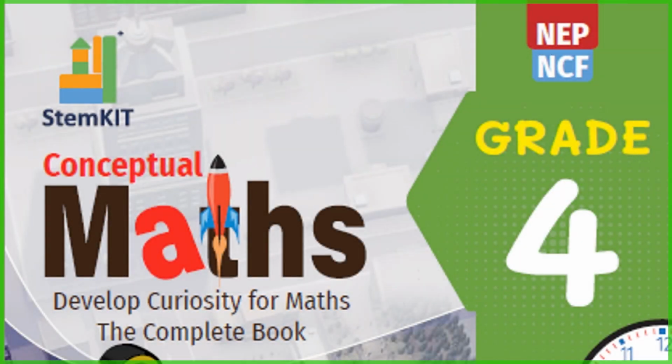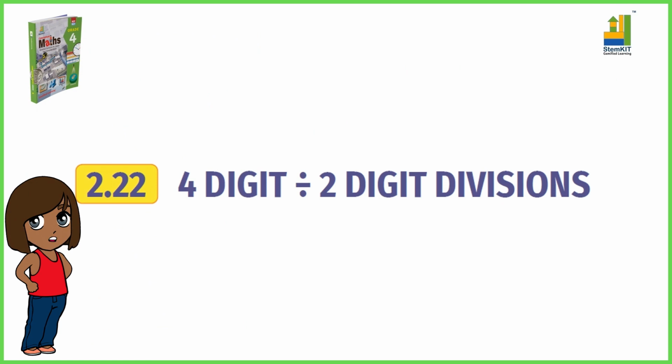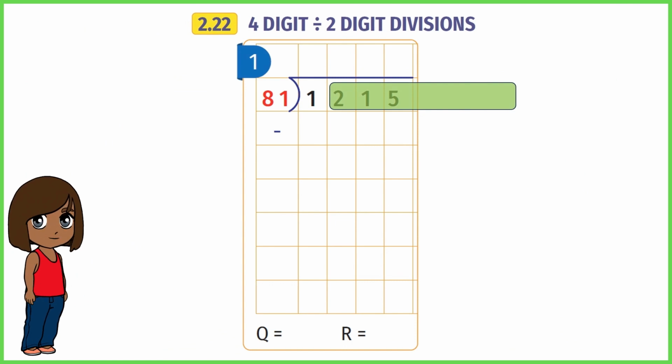STEMKit Conceptual Maths. Grade 4, Dividing by Two-Digit Numbers. We will cover division of a 4-digit number by 2-digit number. We have already covered smaller divisions by 2-digit numbers.